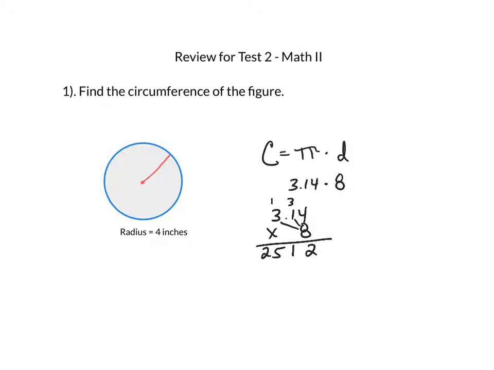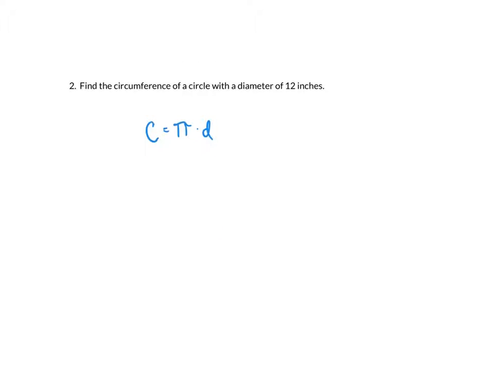So I get 2512. Remember, there's two numbers after the decimal point in the problem. I need two numbers after the decimal point in the answer, so I get 25.12. It is very important to remember that you need to label your answer, and I'm dealing with circumference. So my final answer to this problem is going to be 25.12 inches for the circumference.